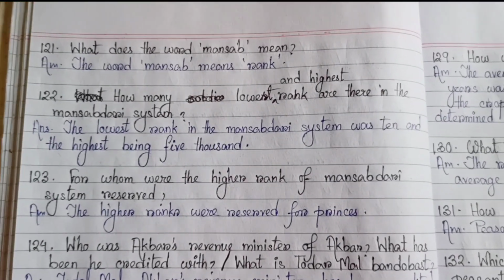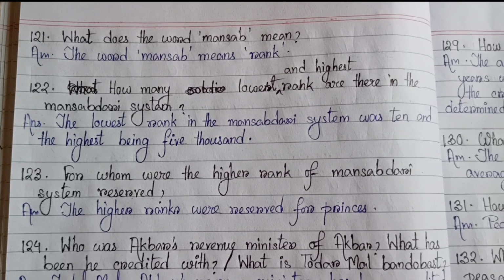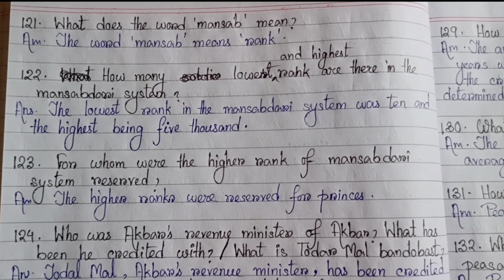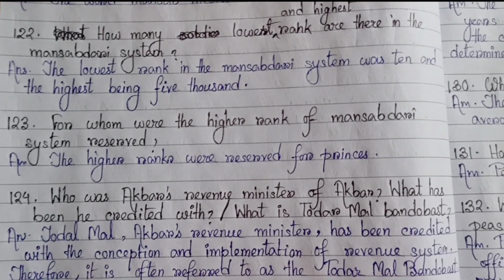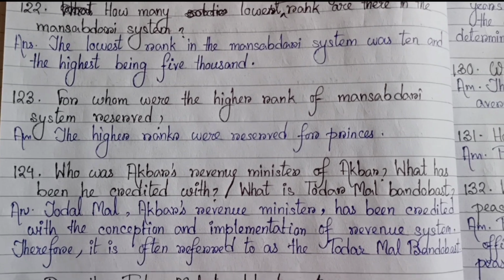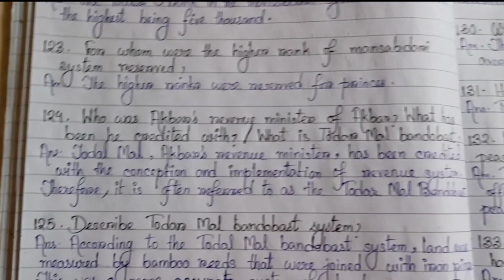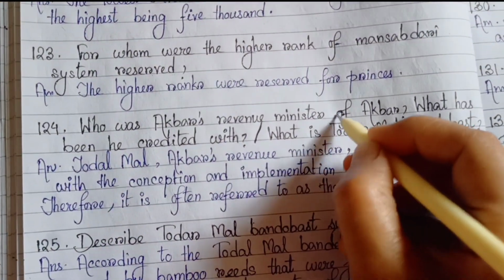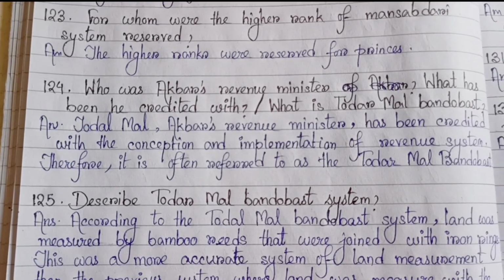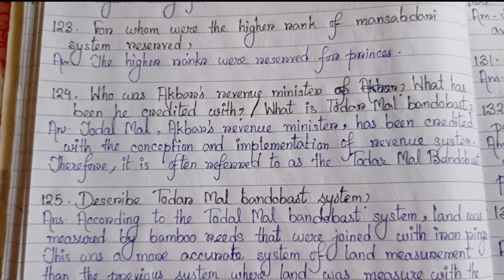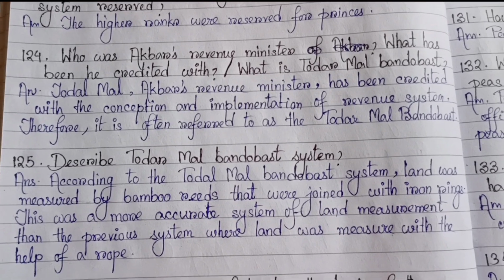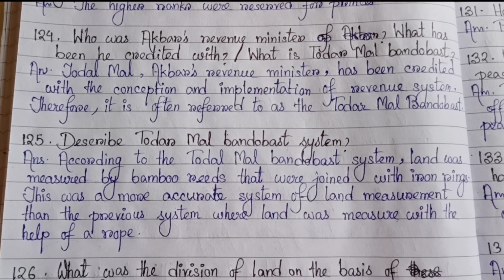What does the word mansab mean? The word mansab means rank. How many lowest and highest ranks are there in the mansabdari system? The lowest rank in the mansabdari system was 10 and the highest being 5,000. For whom were the higher ranks of the mansabdari system reserved? The higher ranks were reserved for princes. Who was Akbar's revenue minister? What has he been credited with, or what is Todar Mal's Bandobast? Todar Mal, Akbar's revenue minister, has been credited with the conception and implementation of the revenue system. Therefore, it is often referred to as the Todar Mal Bandobast.